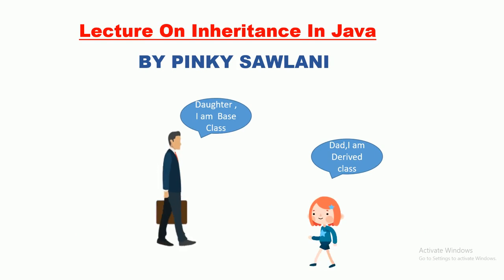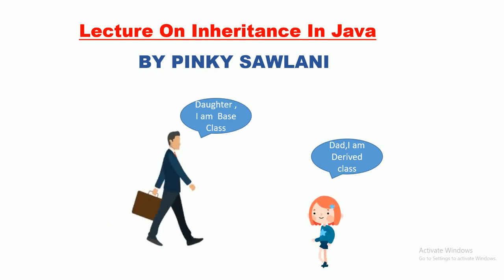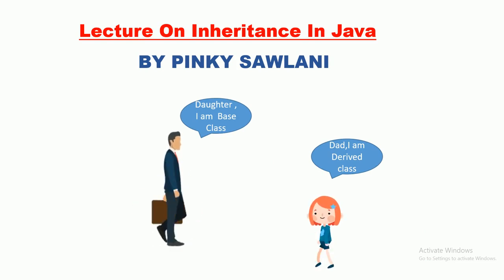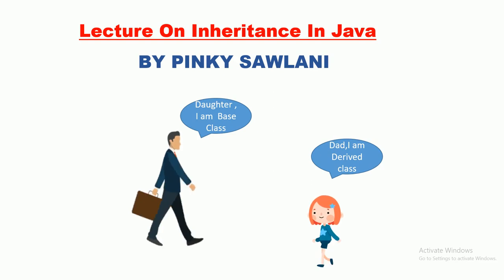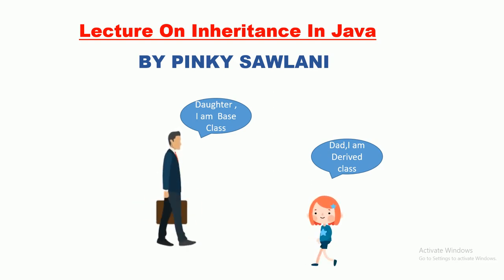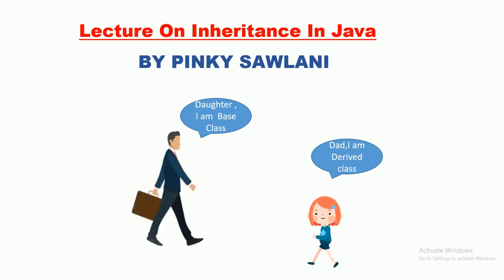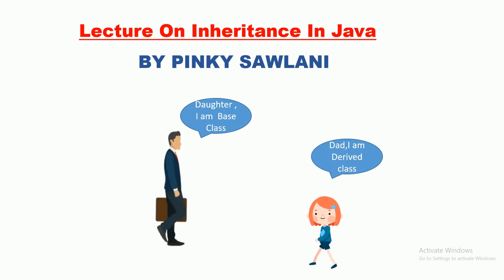So, as we can see from the animation, we will try to understand what is the meaning of inheritance. As we know, the qualities of parents, that is mom and dad, are inherited in their children. So is the case with base class and derived class. The properties of base class, in this case the dad, are inherited in derived class, that is in this case daughter.